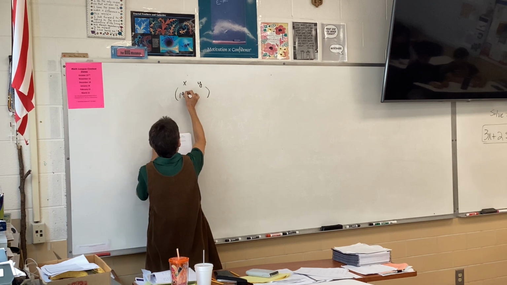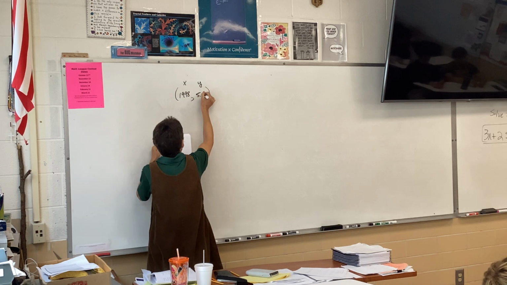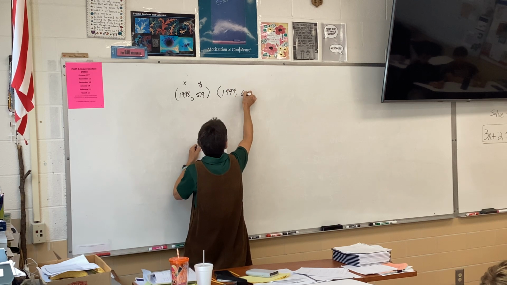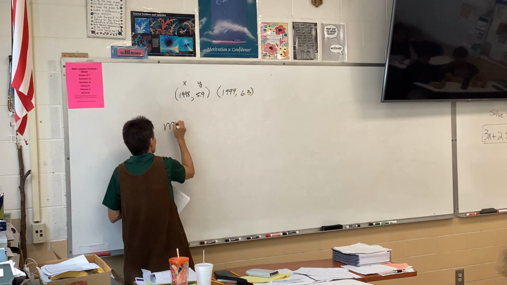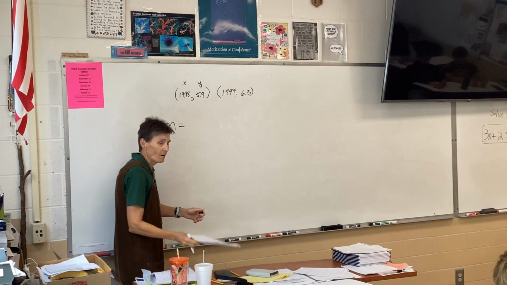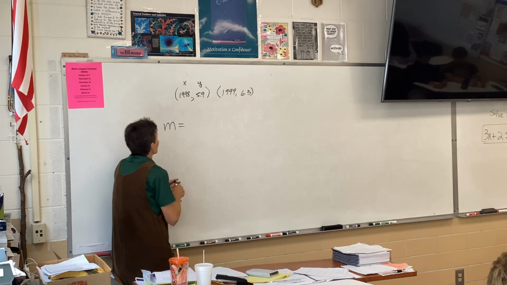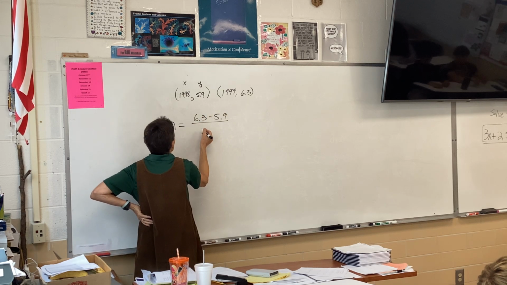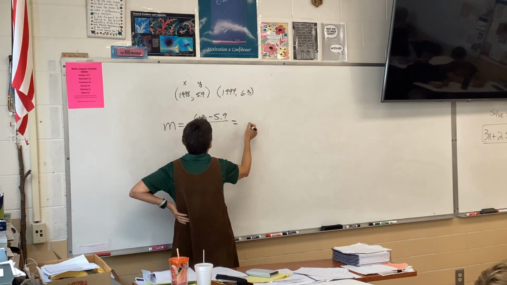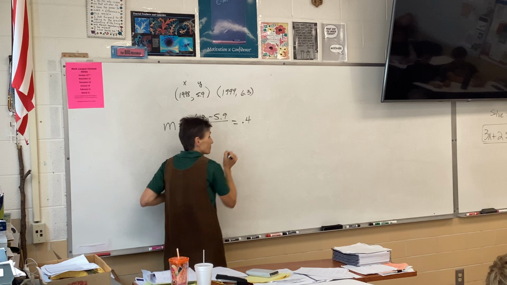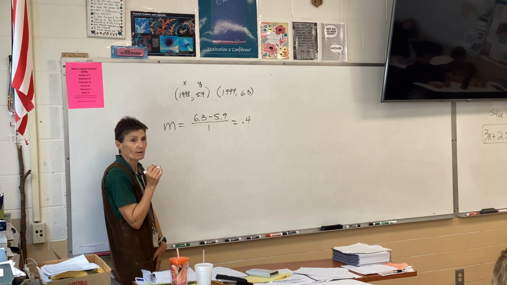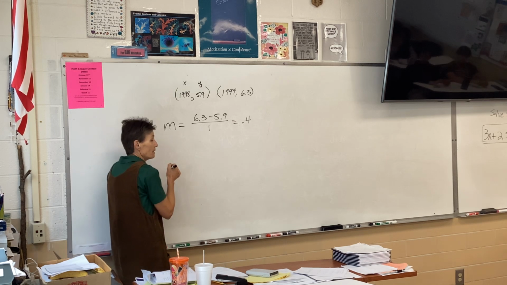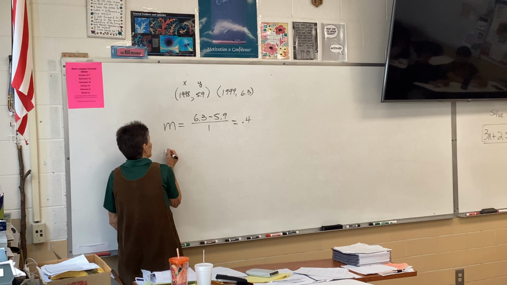So we're going to have 1998, 5.9, and 1999, 6.3. Right, so we're going to write the equation of the line. So step 1 is going to be find the slope. So 6.3 minus 5.9 over 1. 0.4. Is that right? And then what?